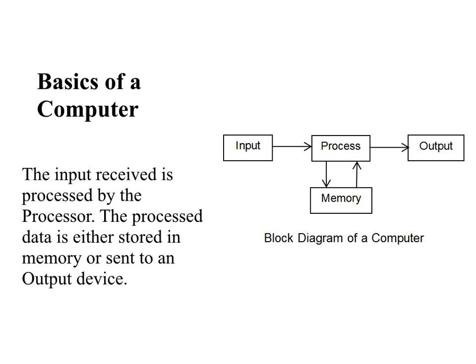The process may get the input from the user, or the process may get the input from the memory. The process may store some data in the memory, or the process may display the data on an output device. So the input received is processed by the processor. The processed data is either stored in memory or sent to an output device.